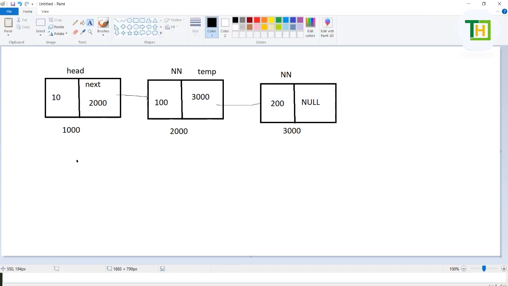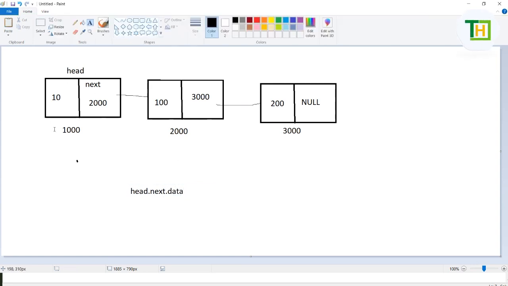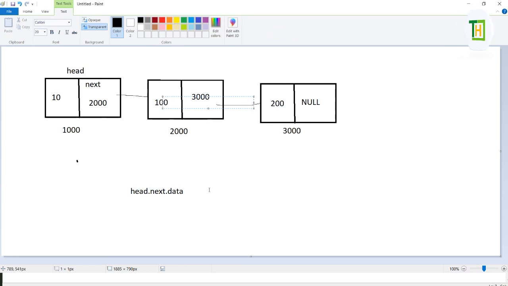If the node structure is going to be like this, for example, and it is asking what is head.next.data. What is head? This is head. Head means 1000. .next means 2000. That means this one. .data means 100, and this contains 100.